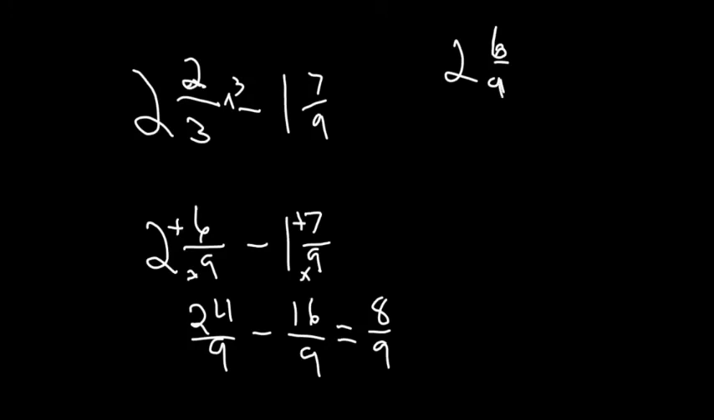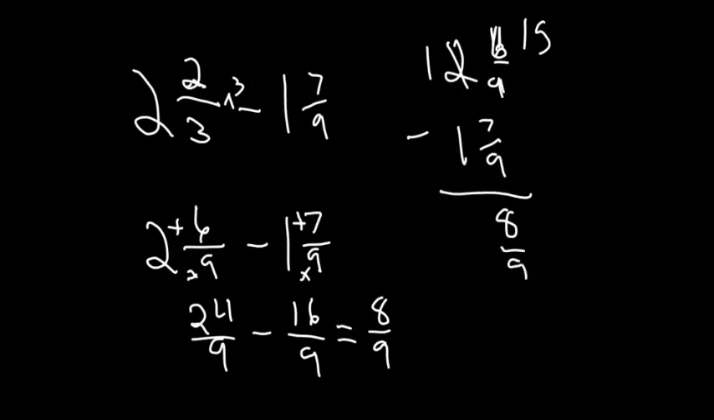If you choose to use the borrowing method, so we got 2 and 6/9 minus 1 and 7/9. So I'm borrowing from that 2, and I'm borrowing a whole. So a whole in terms of ninths is 9/9. So I need to add 9 to that 6. So the 6 becomes 15, and now I can subtract. 15 minus 7 is 8. Common denominator stays common, and 1 minus 1 is 0, so 8/9.